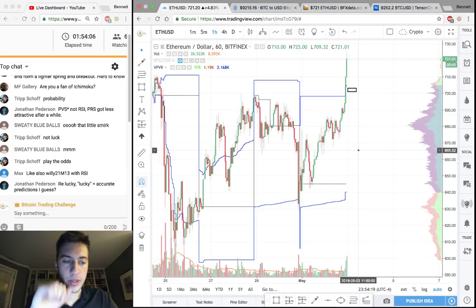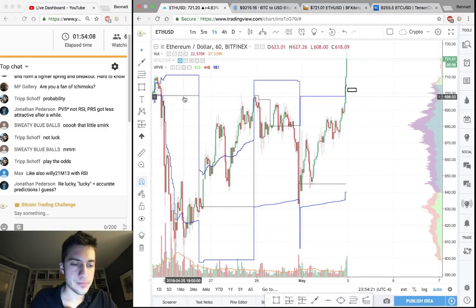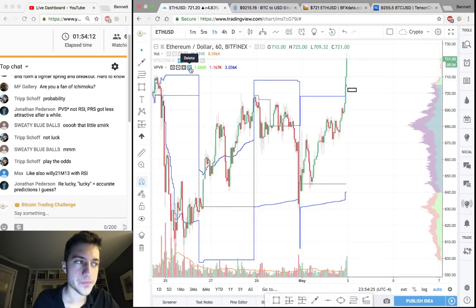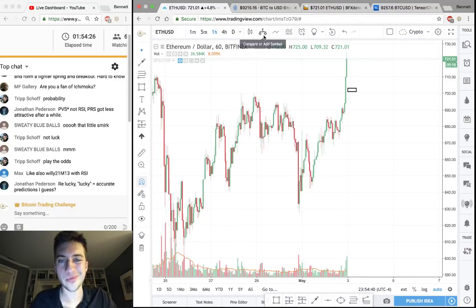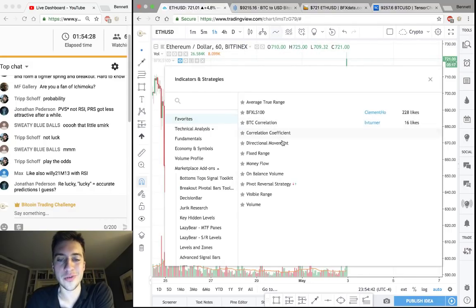So that's the visible range. As for lucky, accurate predictions, there's variance in your predictions, so I wouldn't really call that luck, but high probability. If you can consistently take high probability trades, you're not getting lucky. You're just playing the odds over time. I don't like to use visible range volume profile, and that one didn't really help out too much. Let me use fixed range here.